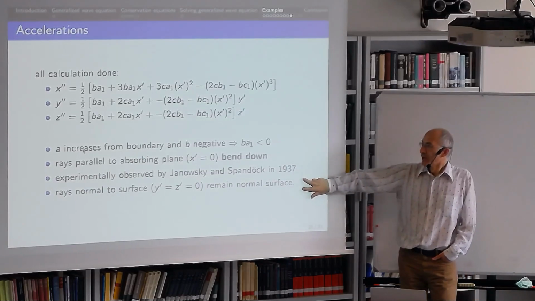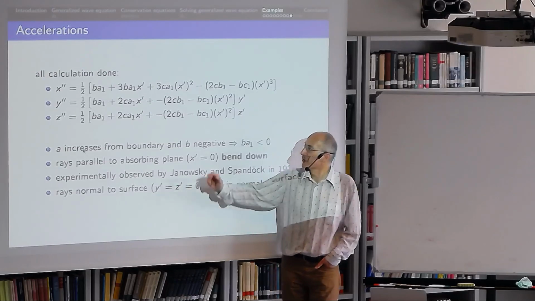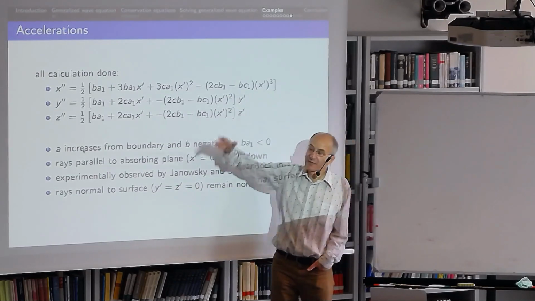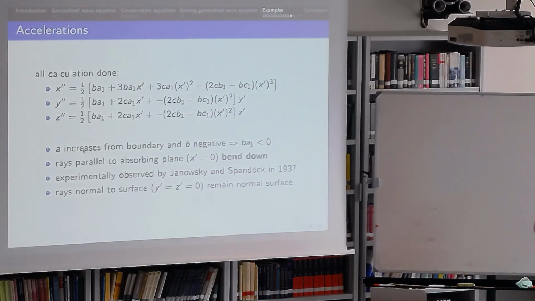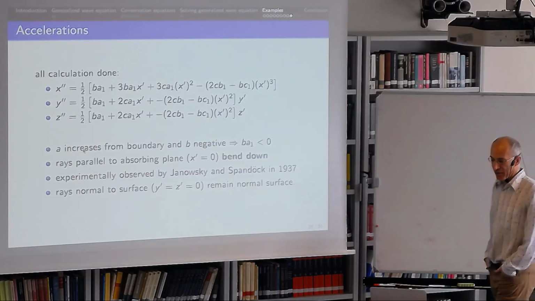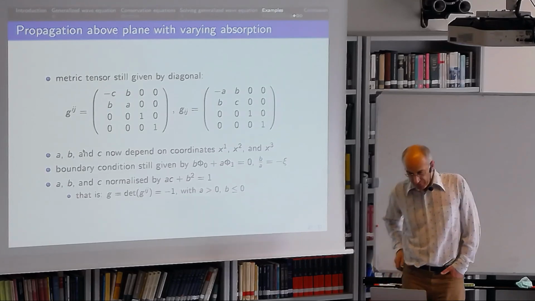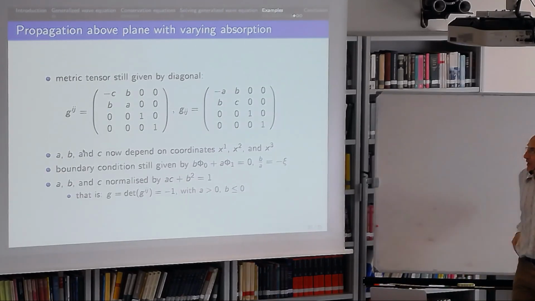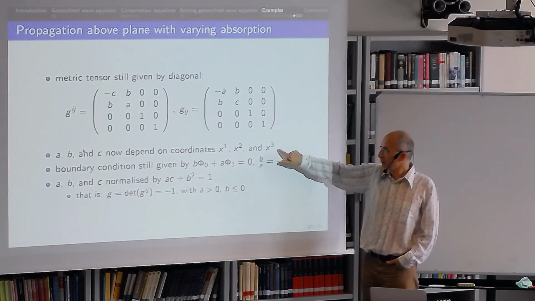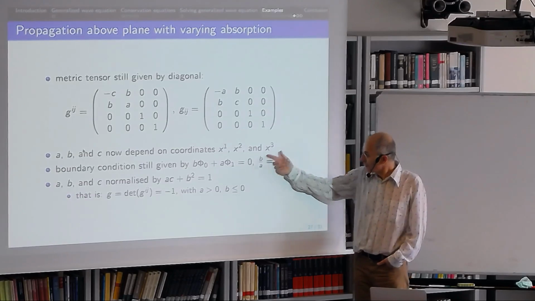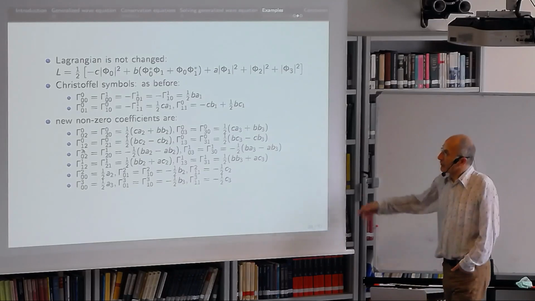And if you look at the other case, for example, x prime and z prime equal to 0, then you see that in this case, the ray remains perpendicular to the surface, which is what we were expecting. There is no acceleration normal to the surface. Parallel to the surface. So now introducing varying absorption with the same metric tensor means that A, B, and C are depending on all the coordinates, and the boundary conditions are the same. Everything remains the same. So the Lagrangian will not change.